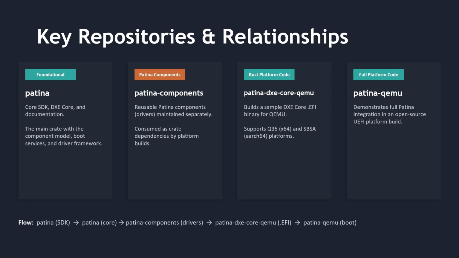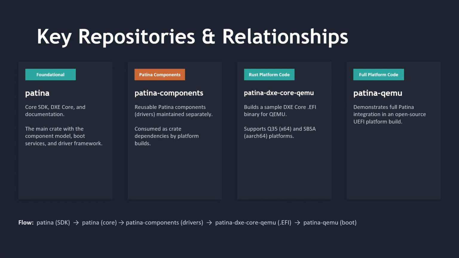Next is Patina components. This repository has Patina component crates that are separately maintained. These are consumed as dependencies whenever a platform is building a Patina DXE core. You can choose individual components from this repository to link into your binary so you have that functionality available. Next is the Patina DXE core QEMU repository.